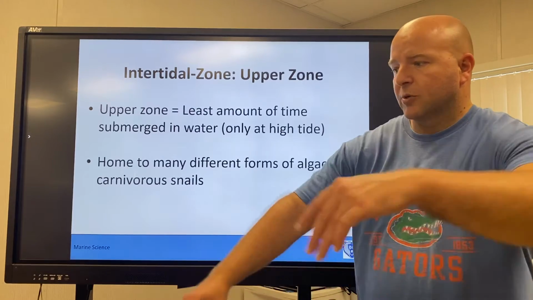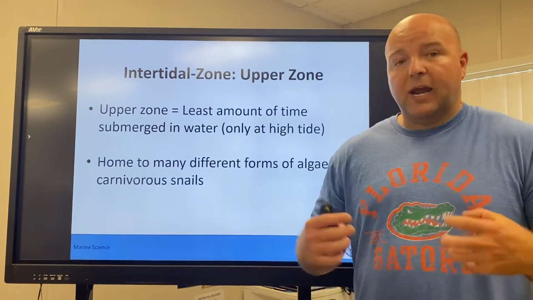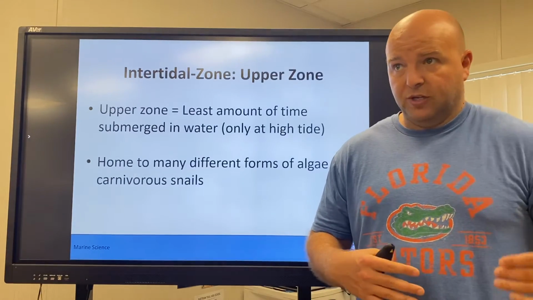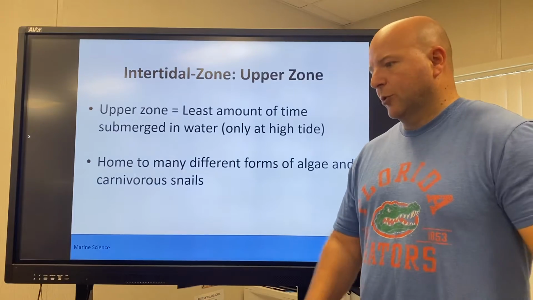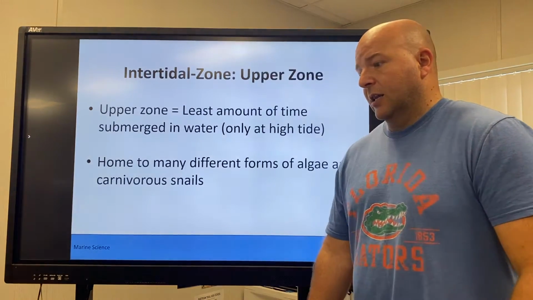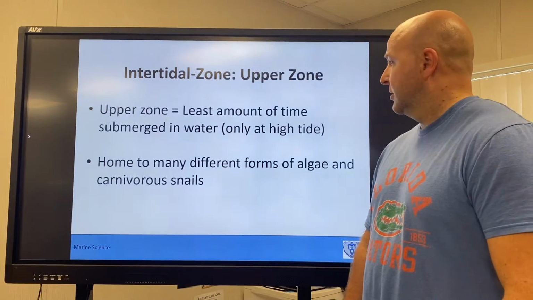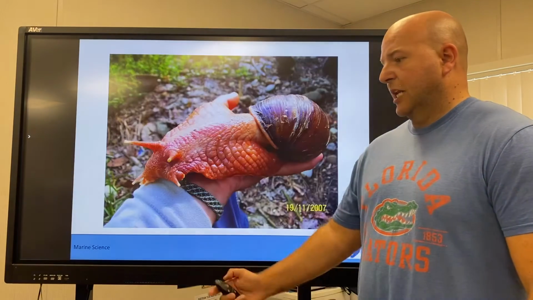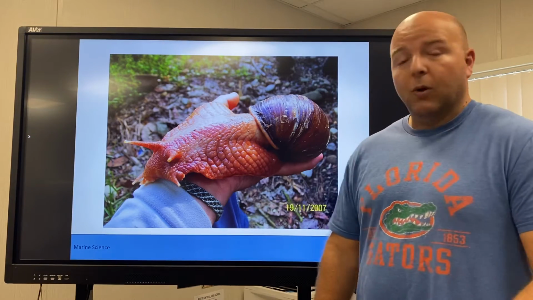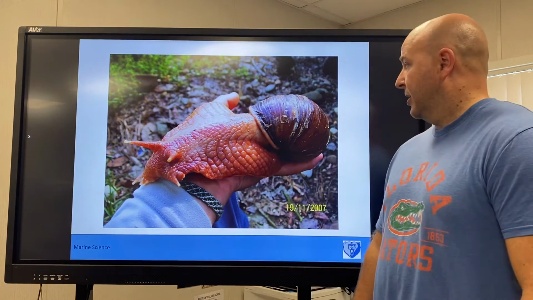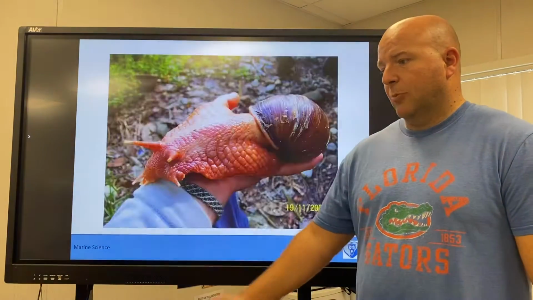And then in our upper zone, this is the area that spends the least amount of time actually submerged. It's the part that does go underwater, but for the least amount of time. Only at high tide, and lots of different algae and carnivorous snails. I've got an image of a snail for you here. Not one that we would find in this area, but lots of the big ones, small ones that we might find in our upper zone.